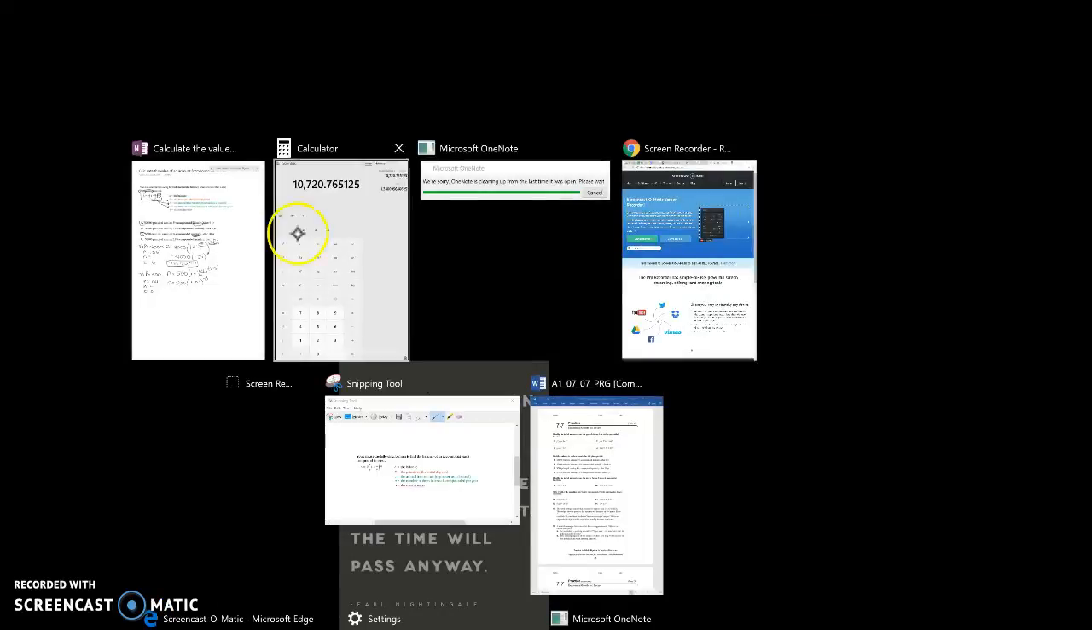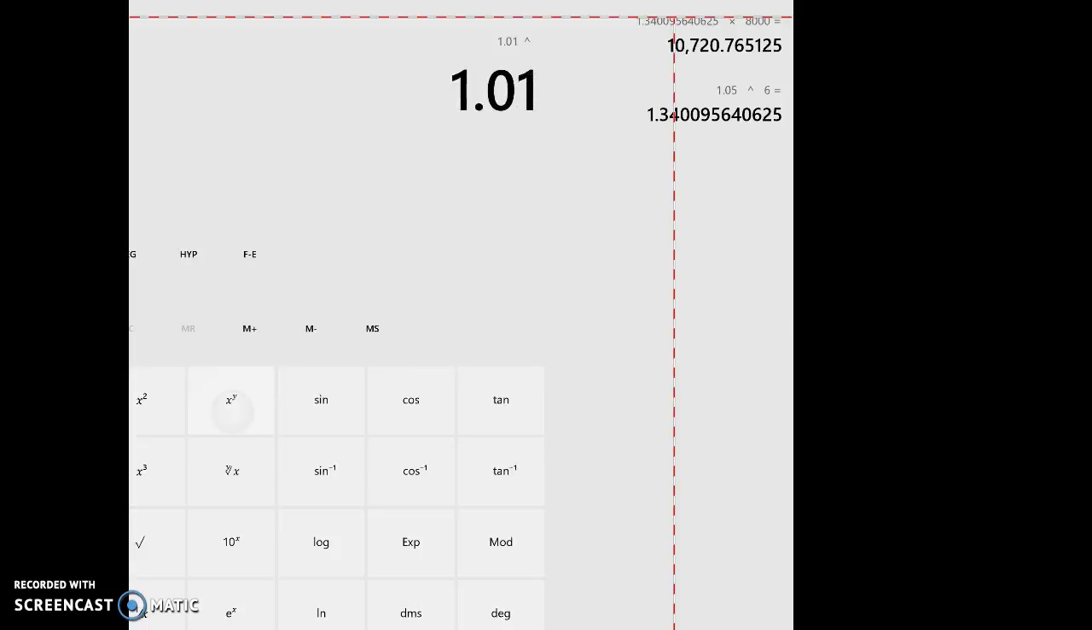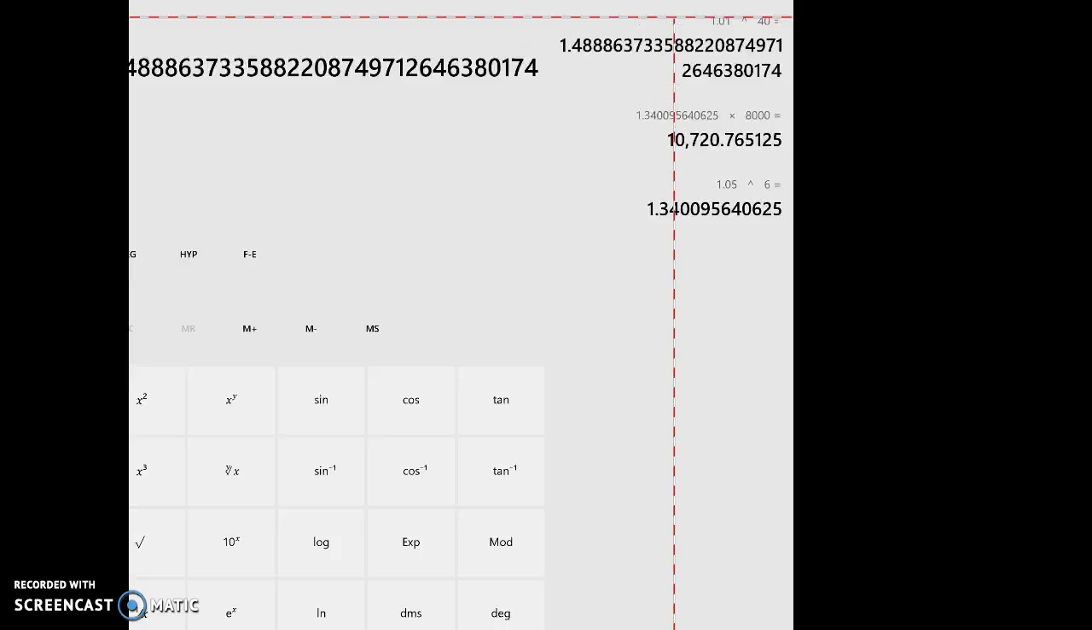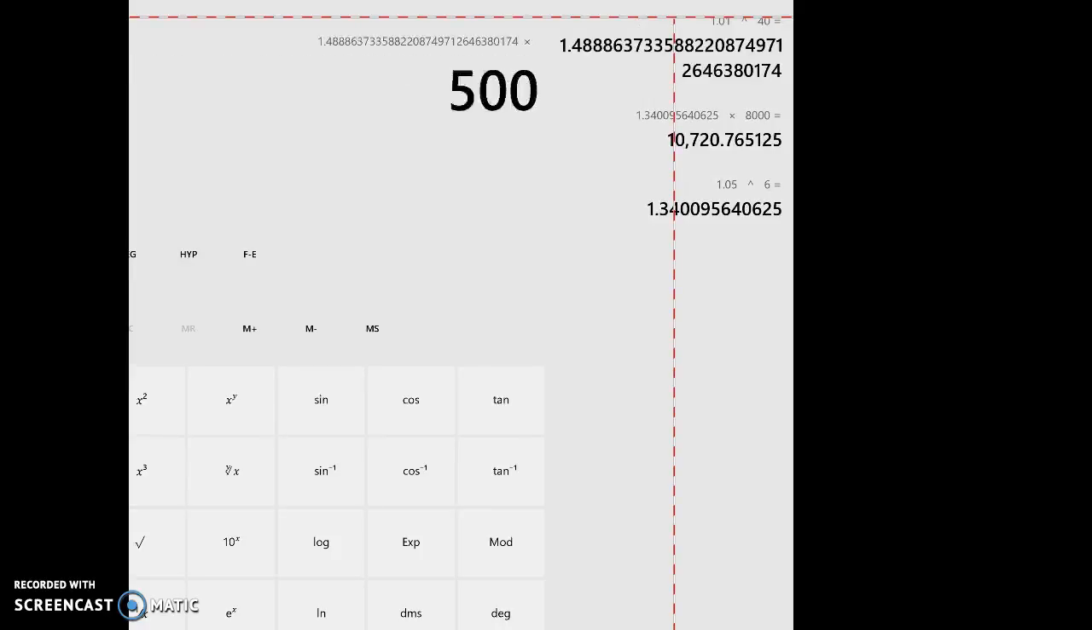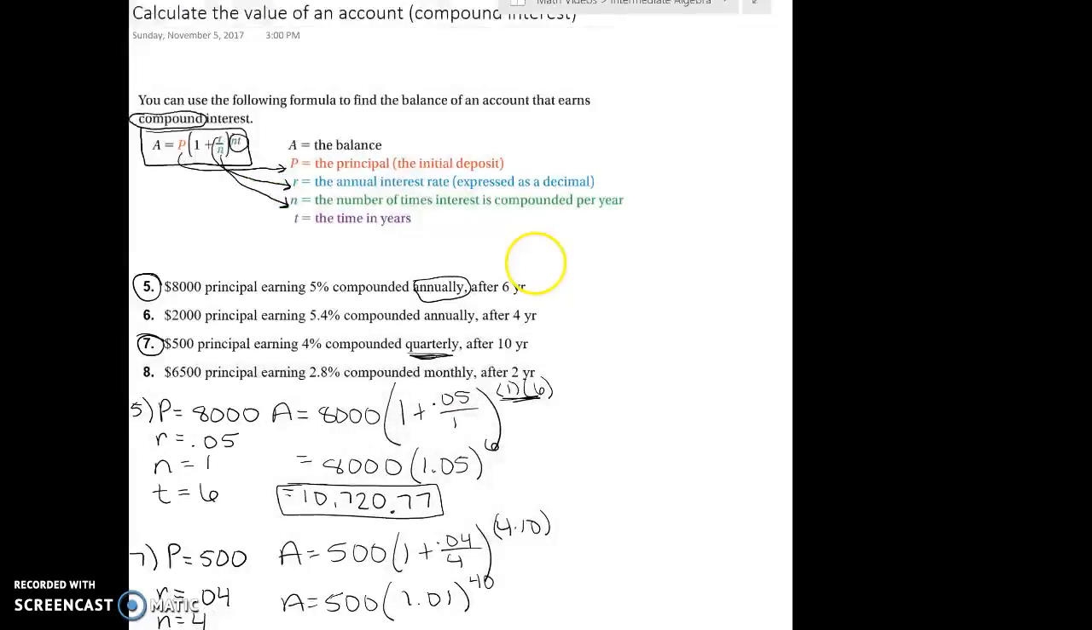So let's pull up our calculator. Let's clear out. So we had 1.01, and we need to take that to the 40th power. And then we need to multiply it by our initial deposit, which was $500. And so we've got $744.43.